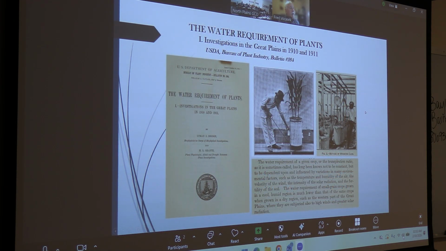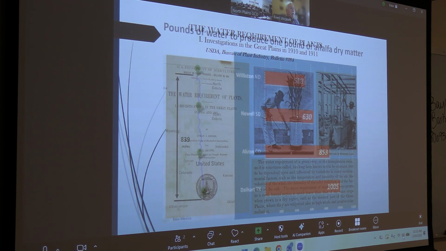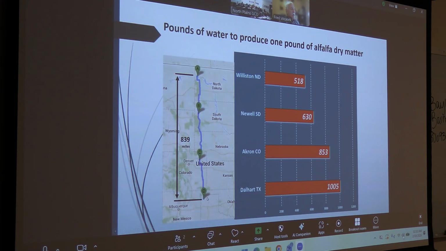Now, this is a study that was actually done in 1910 and 11 to kind of put this all together. What the scientists did at that time was measure how much water it took to grow alfalfa. And this is pounds of water to produce 1 pound of alfalfa dry matter. Okay, 1,000 pounds at Dalhart, and up in North Dakota, only about 500 pounds. Just like that map I showed you earlier, essentially what they're saying here is an inch of rainfall in Dalhart only goes about half as far as it does in North Dakota, and that's because of the evaporation.